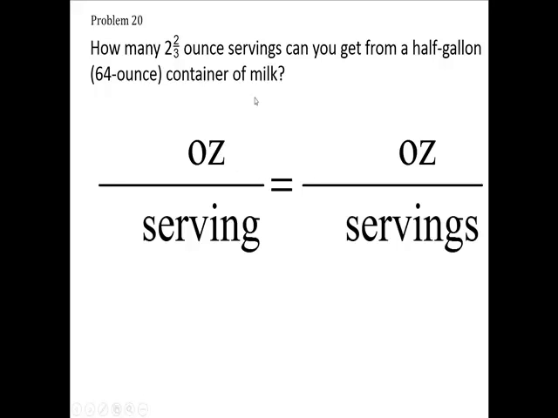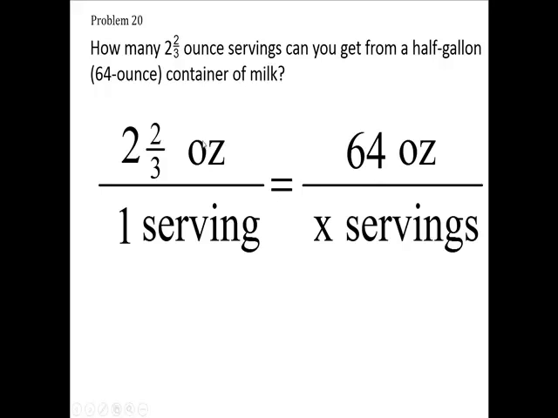Now, for the left fraction, I know one serving contains 2 2/3 ounces. So 2 2/3 ounces goes on the top. Okay, 2 2/3 goes with ounces, and that gives you what? One serving. Now we have a 64 ounce container. So 64 is here, and we want to know how many servings this is. So what we're going to do, we're going to cross multiply these.